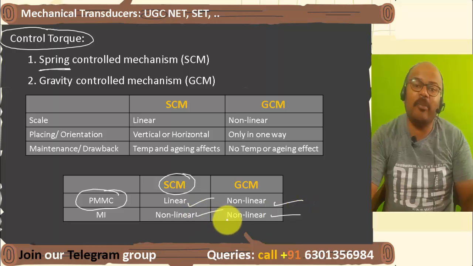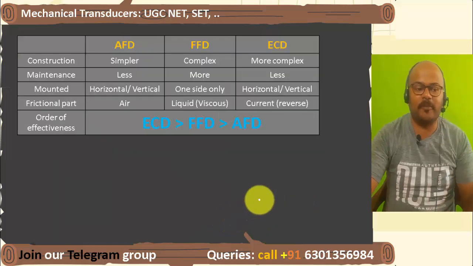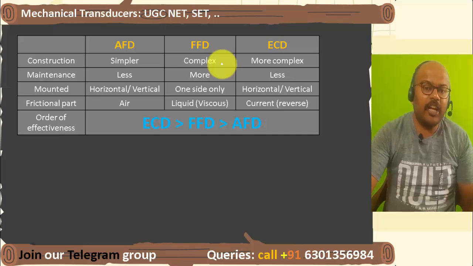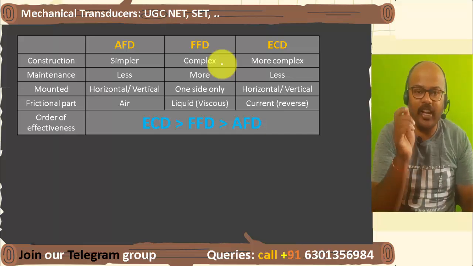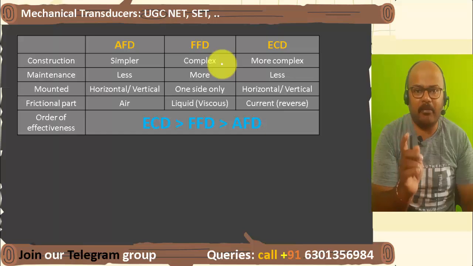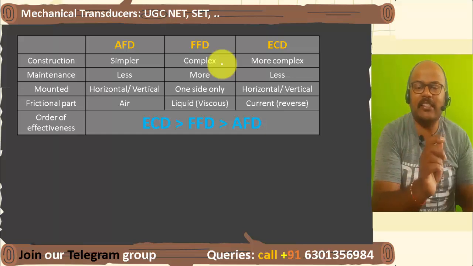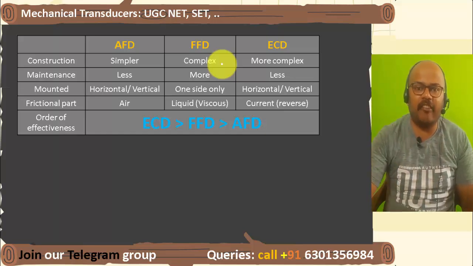Then the scale will be a non-linear scale. Very, very important. Now, till now I have not talked about what you mean by PMMC, MI, EMMC. Remember these things later on. Once again we can revise.